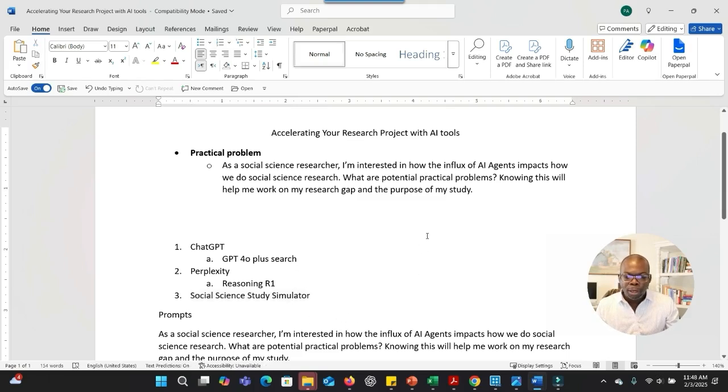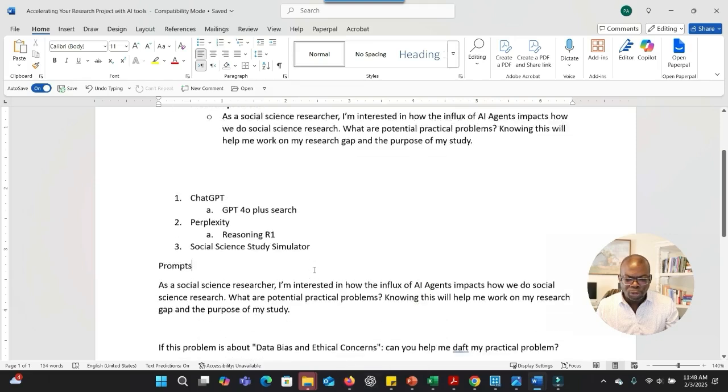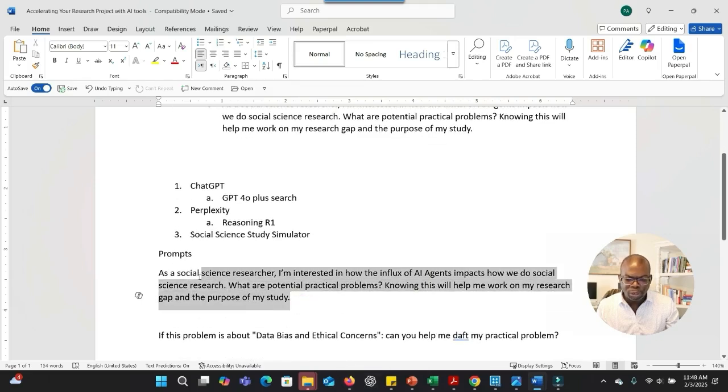Okay, so now let's move on and go to ChatGPT, and I'm going to really show you how to do this. So the prompt that we're going to use is this prompt, right? We are indicating that you are a social science researcher. You are interested in how the influx of AI agents impacts how we do social science research. And so we are asking the system to provide us potential practical problems. And we are also indicating that this will help us work on our research gap and also the purpose of the study. So this is the information that you want to give to the system and see what you're going to get.